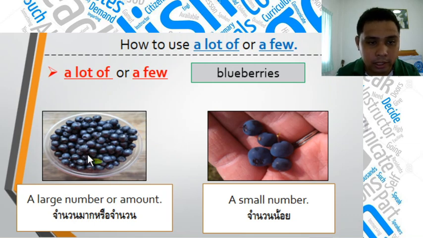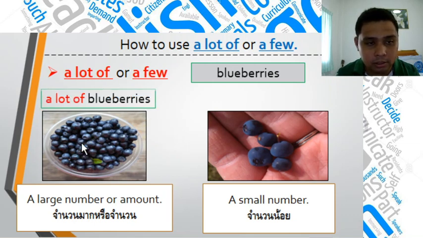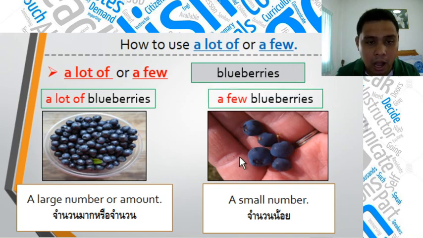The picture on the left side is a lot of blueberries. The picture on the right side is a few blueberries. Okay, so remember, a large number, a small number. A large number, a lot of. A small number, a few. Okay, don't forget.